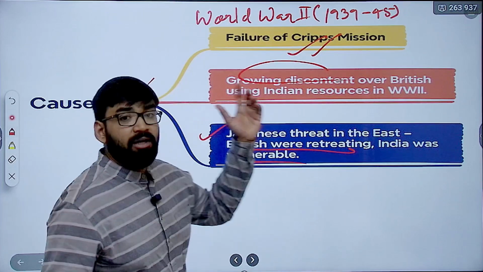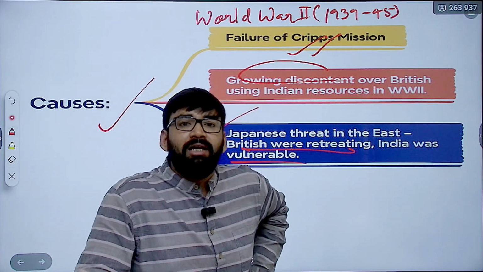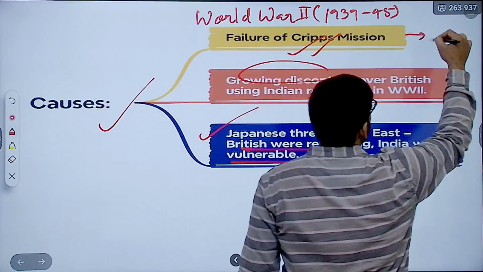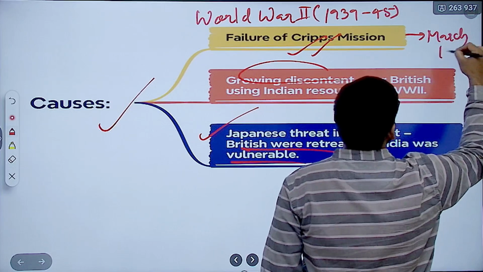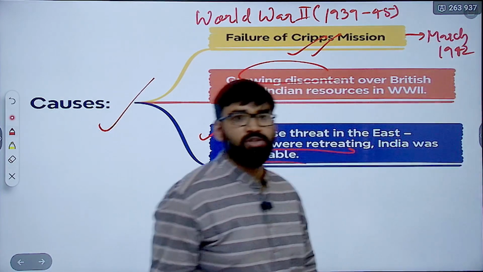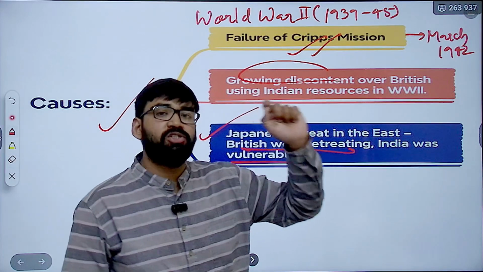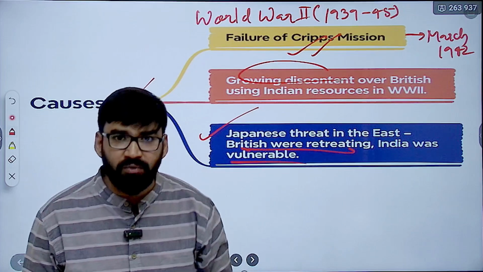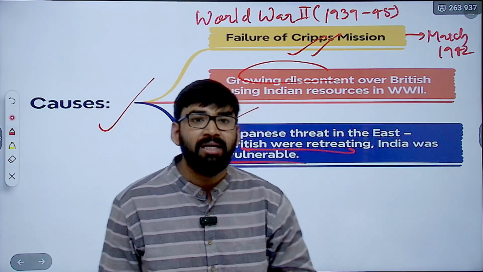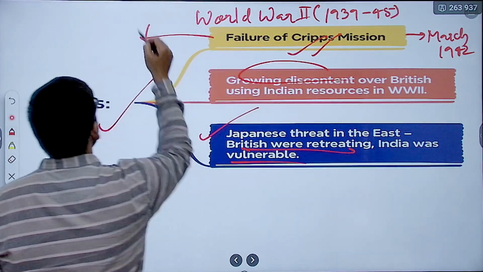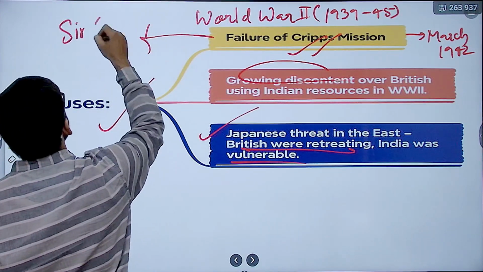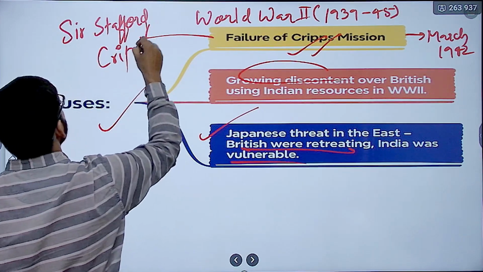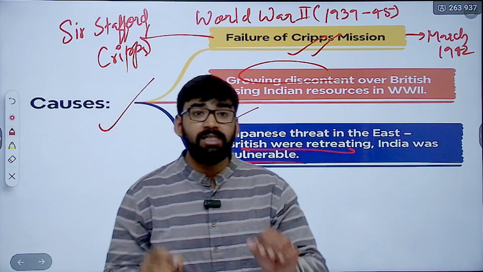And then the Cripps Mission was sent because Britain needed the support of India. That is why the Cripps Mission was sent in March 1942. This mission was sent by the Prime Minister of Britain, Winston Churchill, and it was led by Sir Stafford Cripps. Who led this mission? This was led by Sir Stafford Cripps.